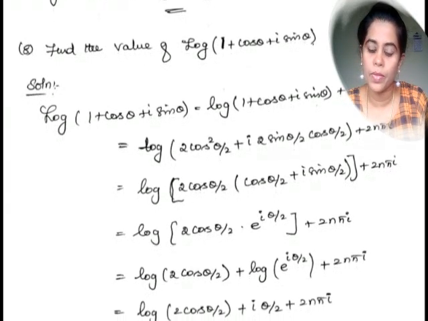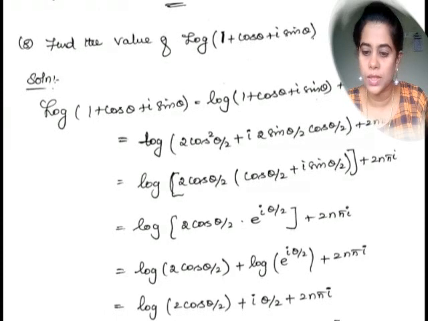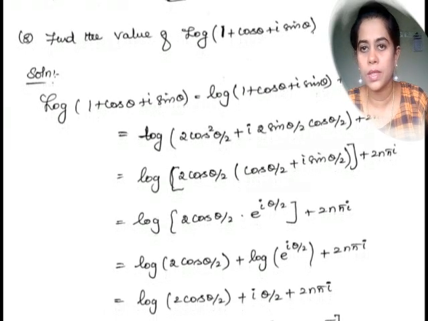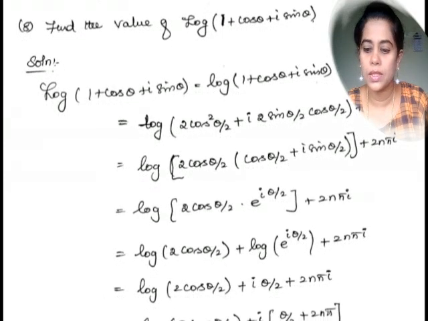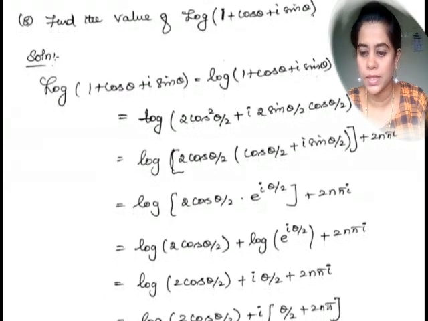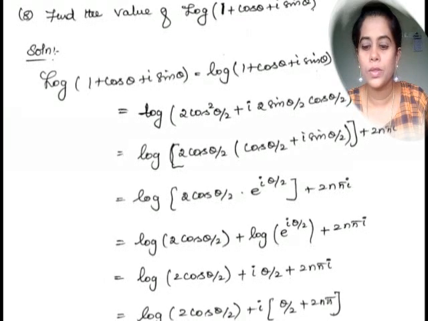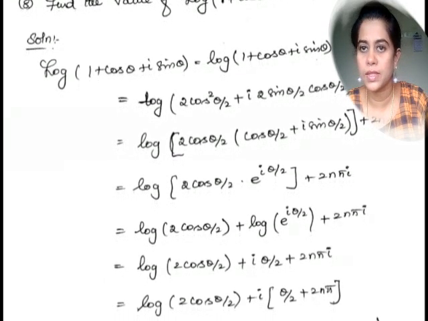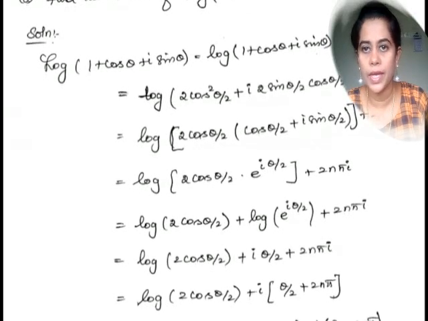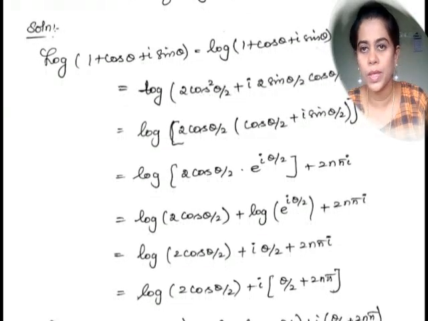This implies log of 2 cos θ/2, because cos θ/2 is common in both the terms. Taking it out, it is 2 cos θ/2 into (cos θ/2 + i sin θ/2), plus 2nπi. So log of 2 cos θ/2 into this, which is cos θ/2 + i sin θ/2, will be written as e power iθ/2, plus 2nπi.